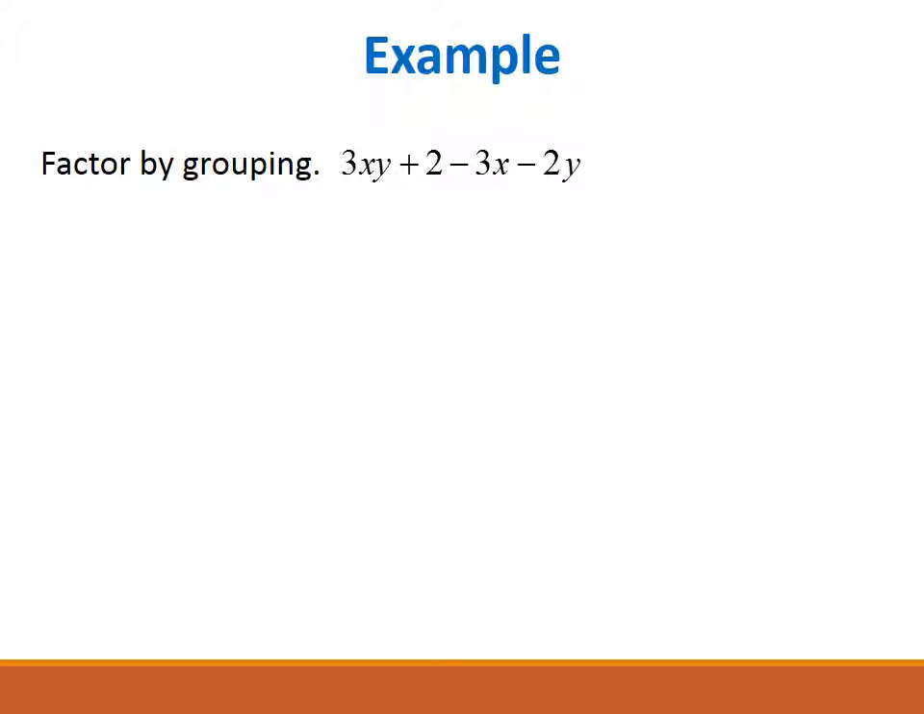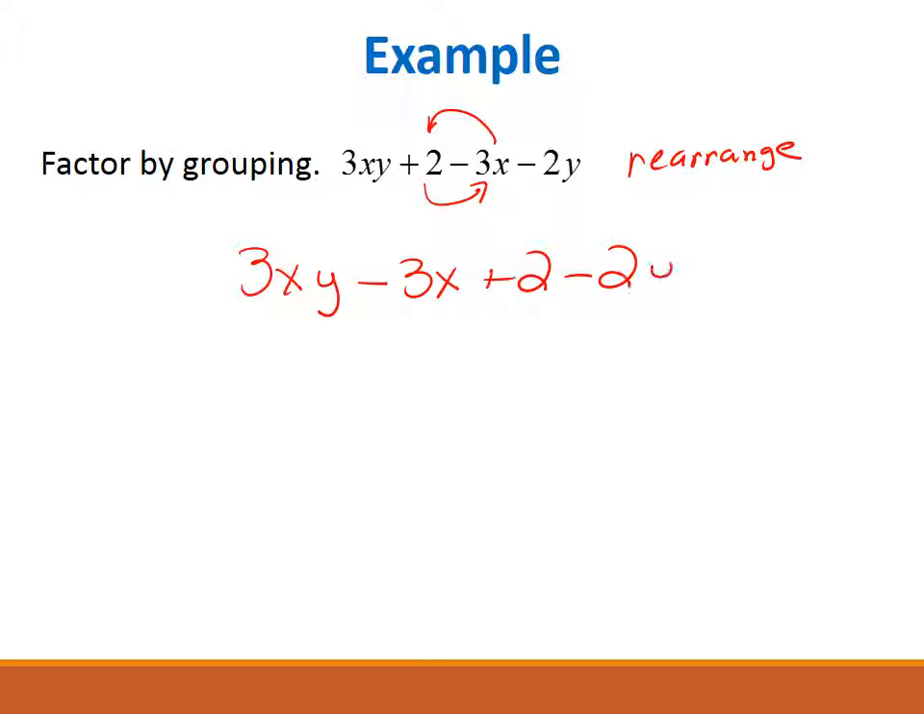Now in this last example, if you split this problem down the middle, notice there is no common factor to the front nor the back. I couldn't get any further than that. But I could rearrange the terms a bit. How about I switch these two terms in the middle, making this now 3xy minus 3x plus 2 minus 2y.